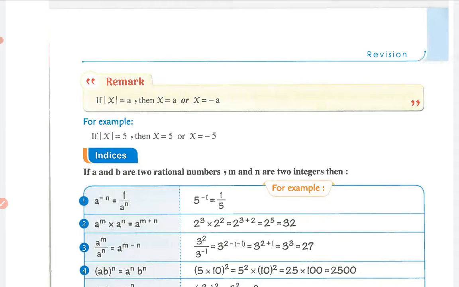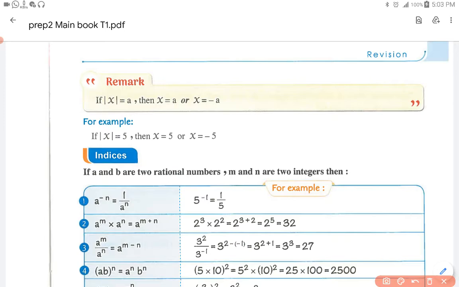If absolute value of x equals a, x can be positive a or negative a. Example, absolute value of x equals 5, so x can be 5 or negative 5.